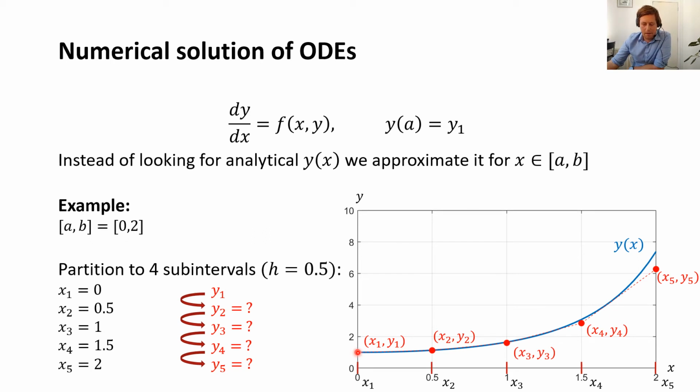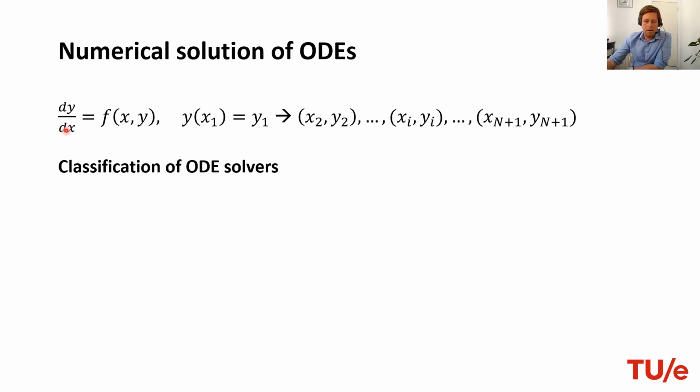But then, based on whichever numerical method we're using, we will have to find values for y2, y3, y4, and y5. So again, we pre-specify these x points where we want to approximate the function y of x. And then based on the numerical method that we will use, we'll have to find formulas for how we come up with y2, y3, y4, and y5. So that is the general strategy of the numerical solution of ODEs.